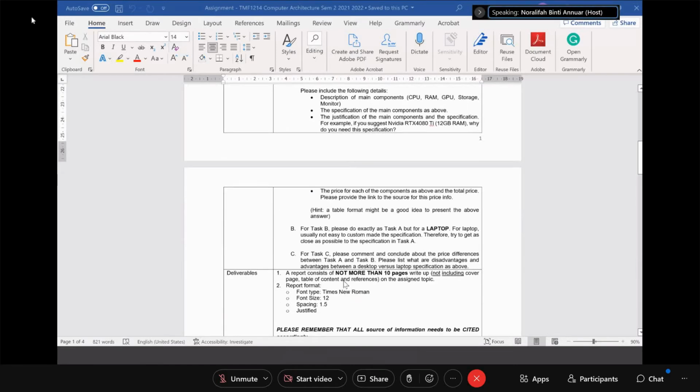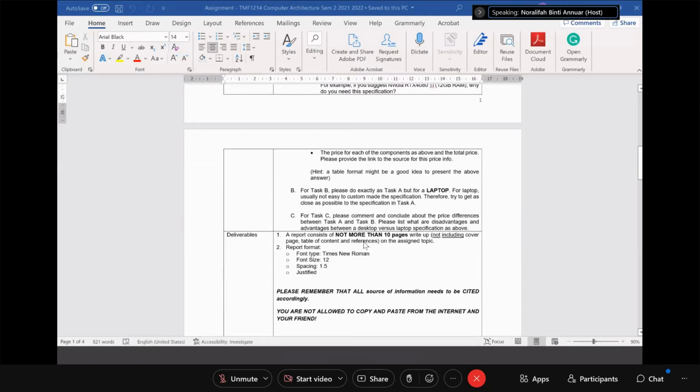Okay, a report consists of no more than 10 pages write up, not including cover page, table of content, and references. This is more than enough. You jangan sendiri sampai 20 pages. Tak ada orang nak baca pun. Okay, so not more than 10 pages. Katakan you nak letak gambar, pandai-pandailah squeeze in the images because what I want to see is your reporting. Kadang-kadang student ni because they want to use up to 10 pages, gambar sebesar-besar lah. Tak perlu pun.